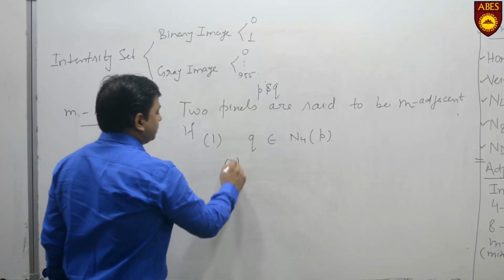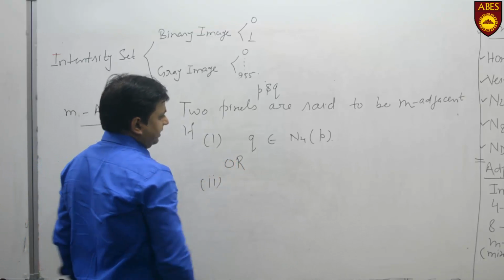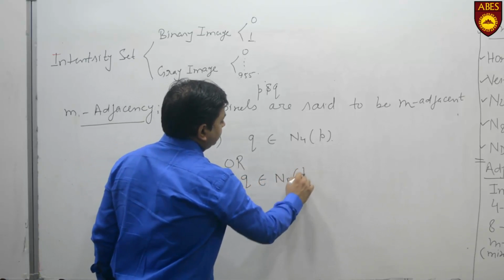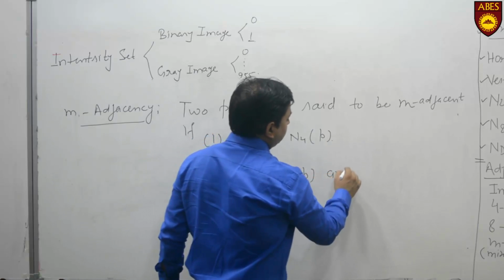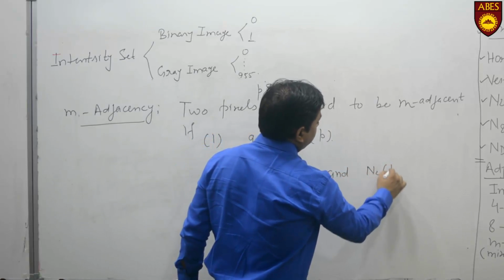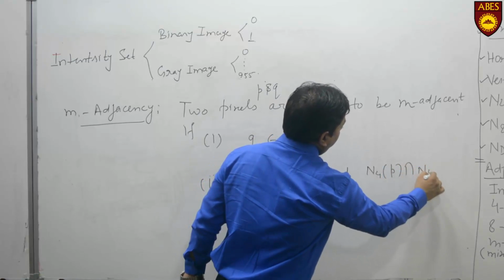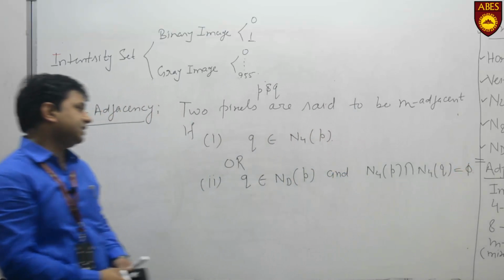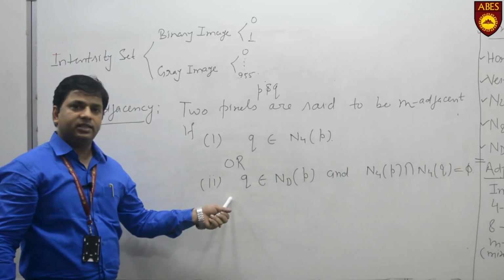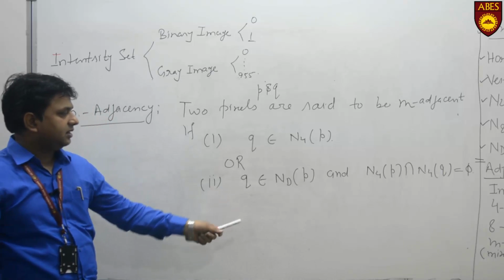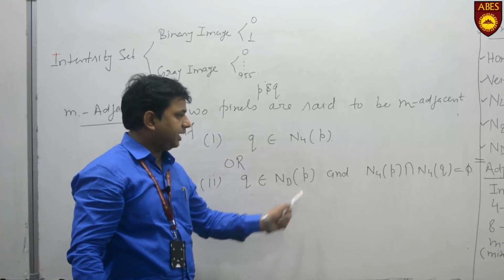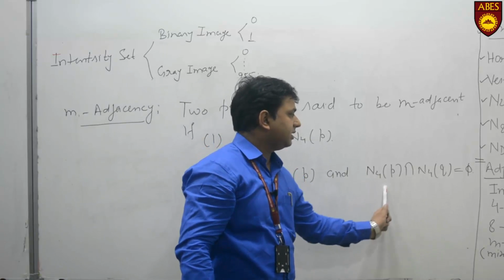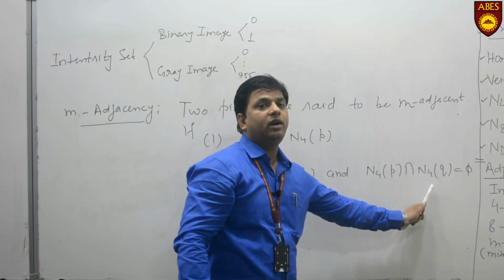also. Or second condition is Q belongs to ND P and N4P intersection N4Q should be equal to phi. The meaning of this is, if the first condition is not true, we can check this condition also, that the Q pixel is lying within the diagonal of P and there should be no common pixel of N4P and N4Q.